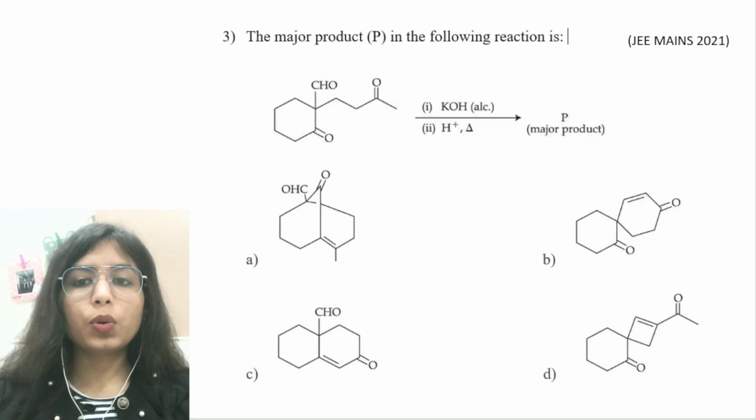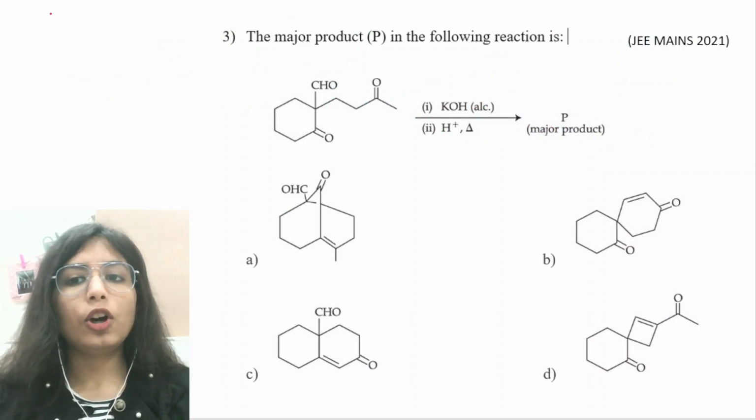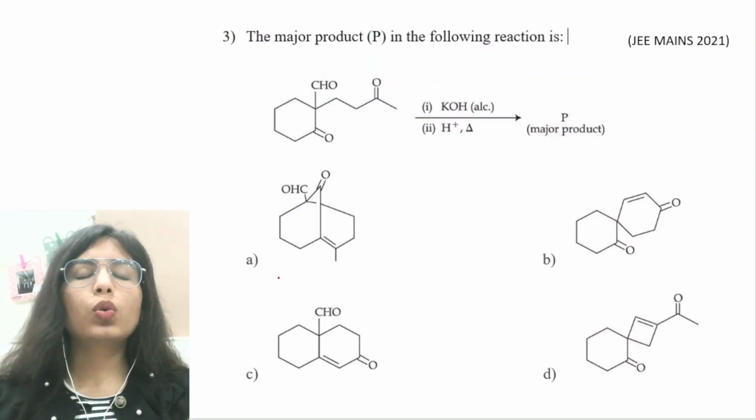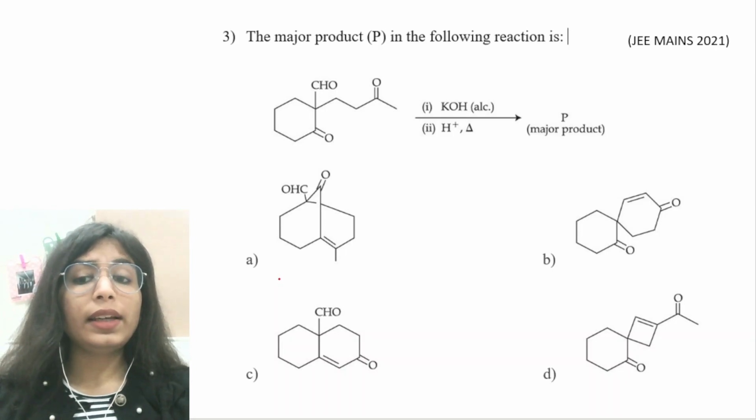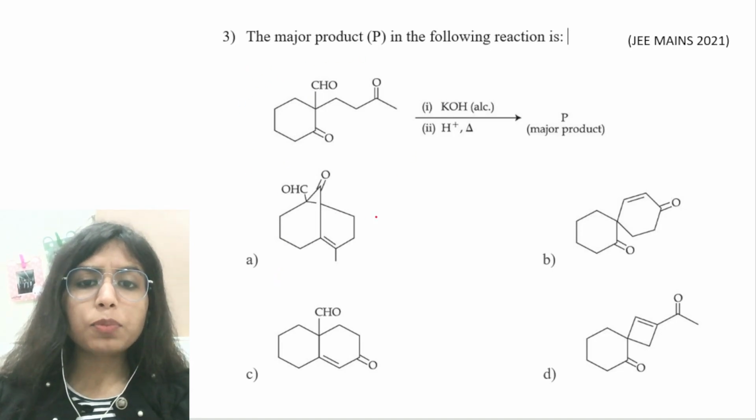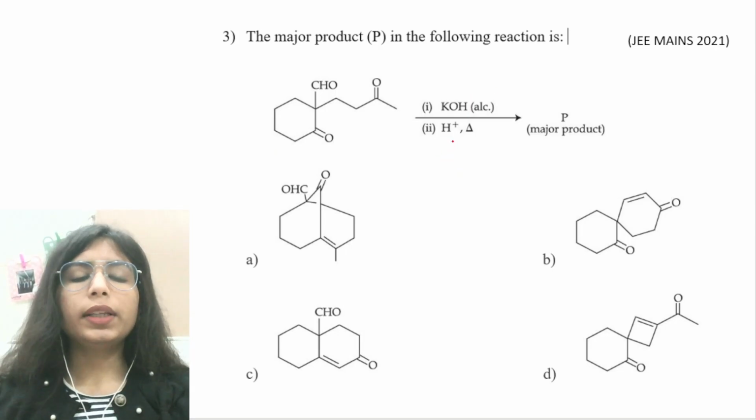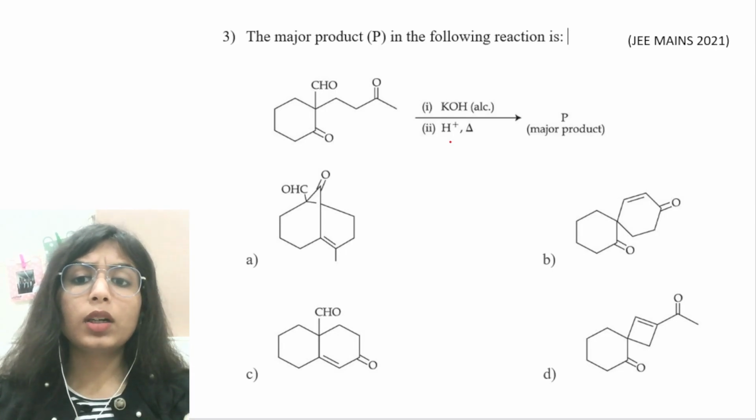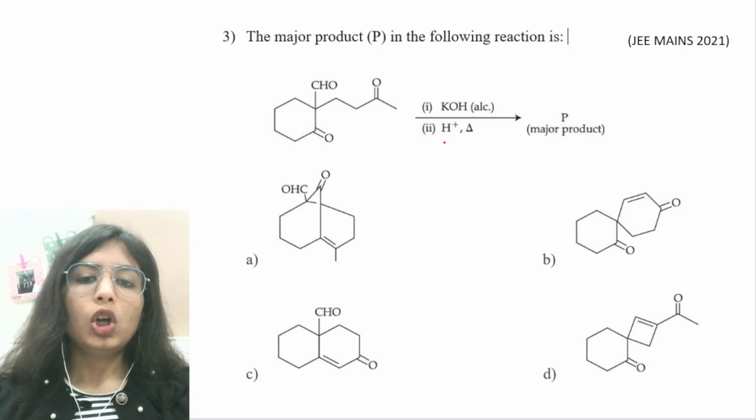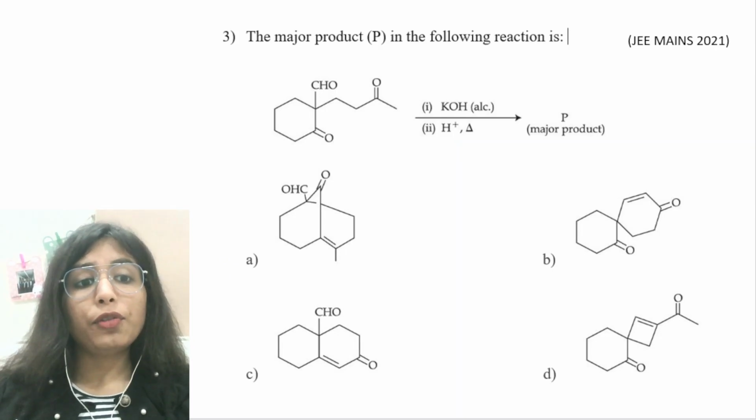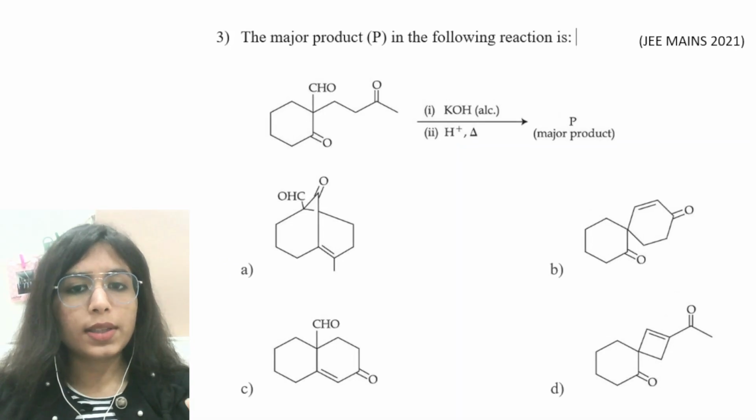Let's move on to our next question, and this next question is basically of JEE Mains 2021, and this is quite a good question, and even if you don't know how to solve it, you just need to see the stability of the compounds that are given in the options. So basically here one substrate is given to you and some reagents are given to you and you have to find the major product. Alright, there are possibilities of multiple products, but it is asking you the major product.